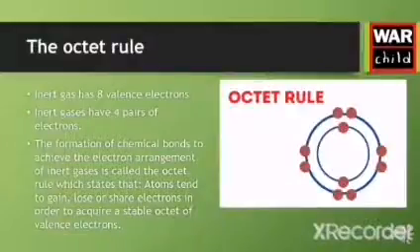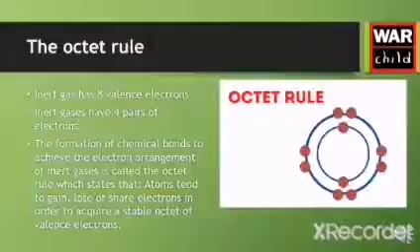Now we'll talk briefly about the octet rule. Inert gases have 8 valence electrons. Inert gases have 4 pairs of electrons. The formation of chemical bonds to achieve the electron arrangement of inert gases is called the octet rule, which states that atoms tend to gain, lose, or share electrons in order to acquire a stable octet of valence electrons.